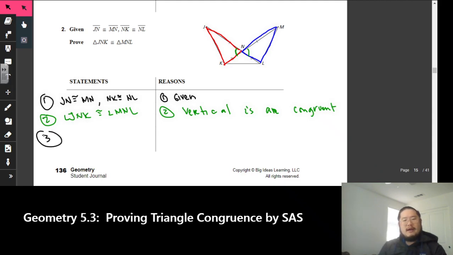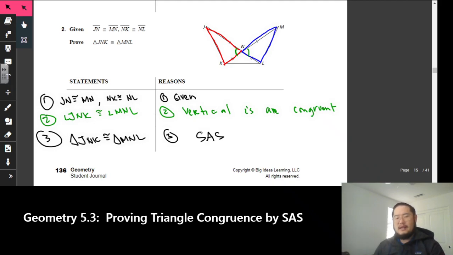And so now that I have my side, I've got my angle right here and another side that are congruent, then I can go ahead and say that triangle JNK is congruent to triangle MNL. And that right there, we can go ahead and say we got our side angle side congruence.